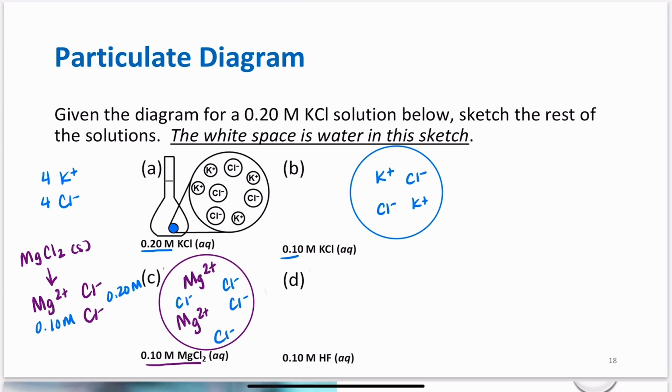Because there's twice as much chloride as there is magnesium, but the 0.1 here is telling me I'm matching to my system over here, which is 2 particles of each, so 2 magnesiums. And then double the amount of chloride.